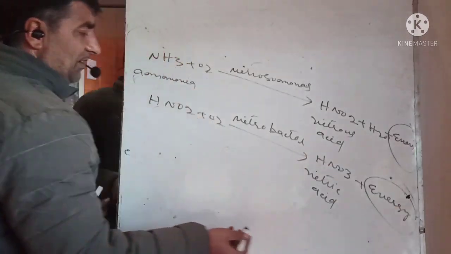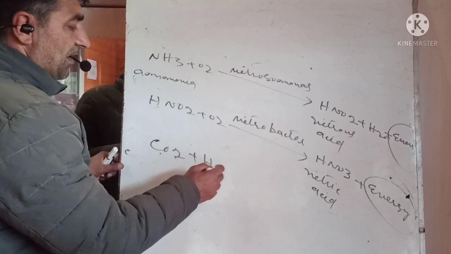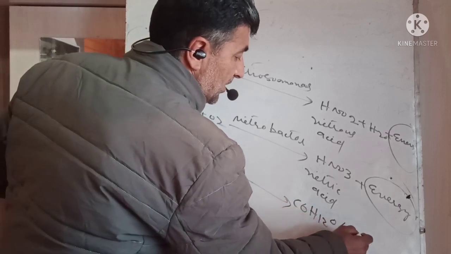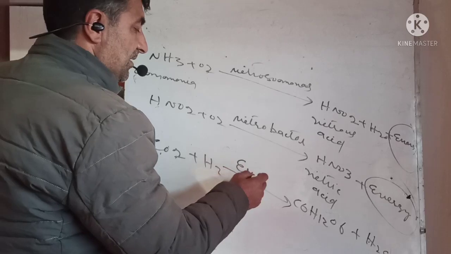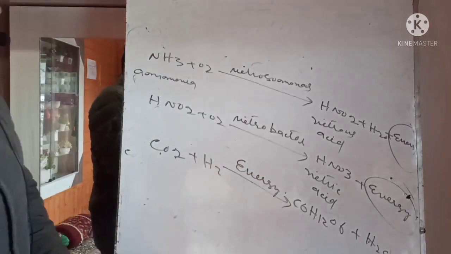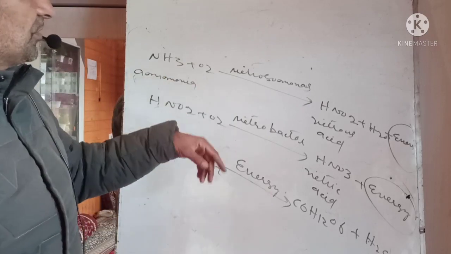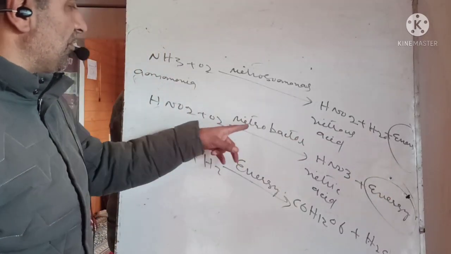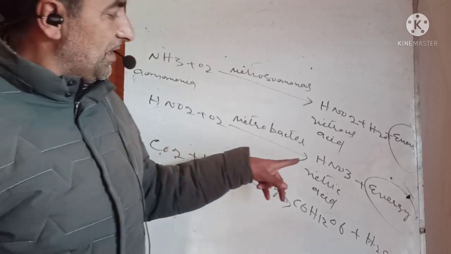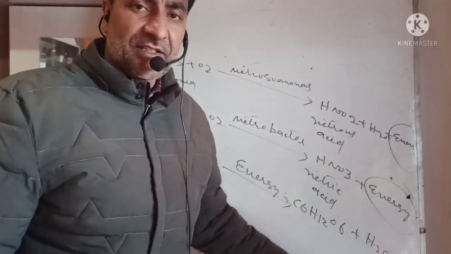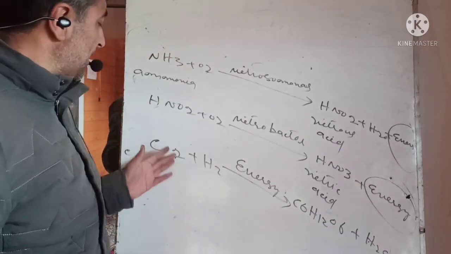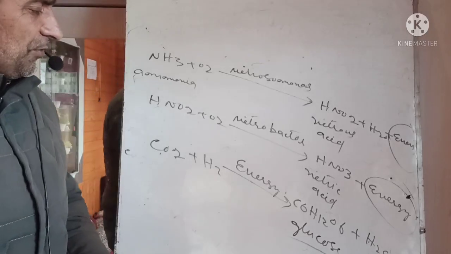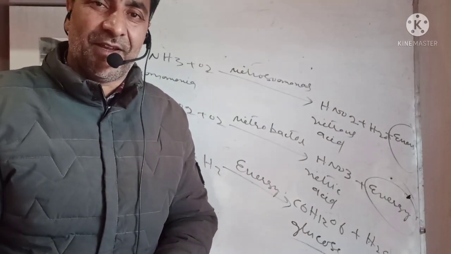It is because of this energy that carbon dioxide and hydrogen react and form glucose, C6H12O6, plus water. This is energy. In the presence of nitrosomonas, ammonia undergoes oxidation and forms nitrous acid plus water plus energy. Due to nitrobacter, nitrous acid undergoes further oxidation and forms nitric acid plus energy. This energy is then utilized for the manufacture of food. Carbon dioxide undergoes fixation into glucose. This is glucose. So here food is manufactured, so it is autotrophic.